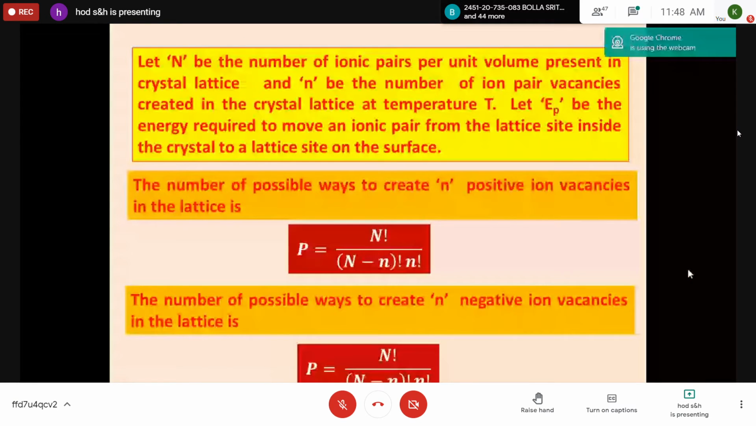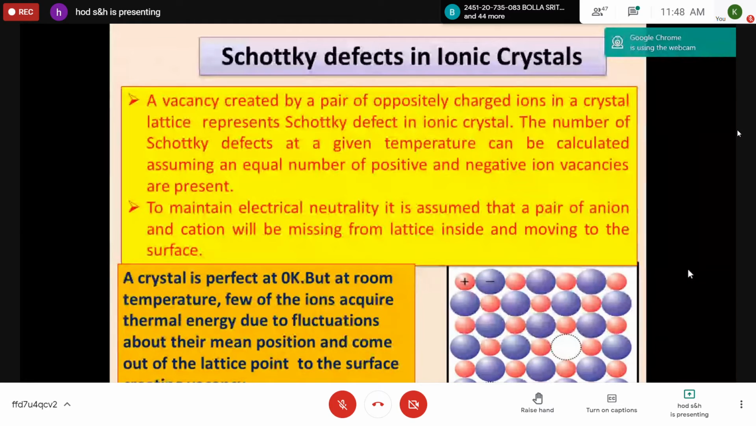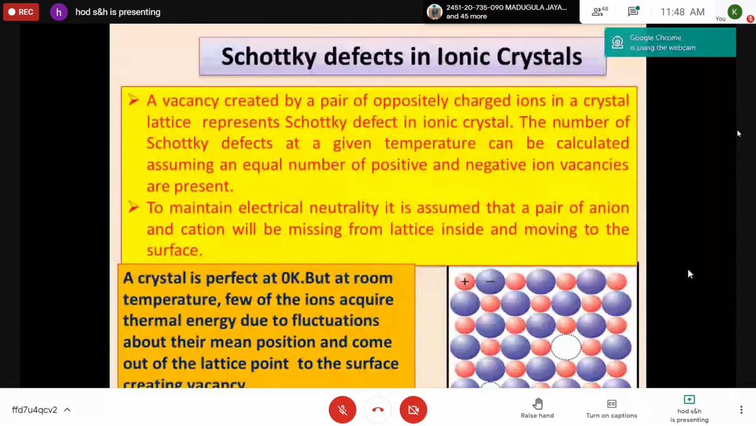So this we have derived in this expression. In this, you should calculate the concentration of Schottky defects in ionic crystals. In an ionic crystal, a pair of ions will be missing inside the lattice and moving to the surface, so that they create disorderness or vacancy. These ionic vacancies are called Schottky defects. To maintain electrical neutrality, it is assumed that a pair of positive and negative ions will be missing inside the lattice and moving to the surface of the lattice.